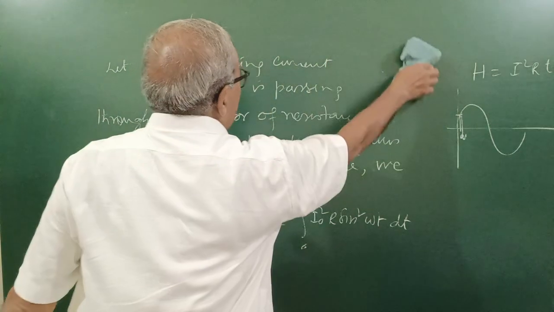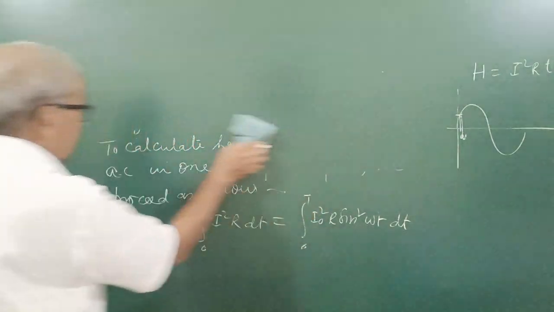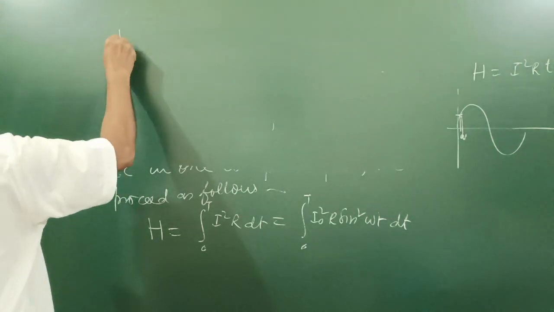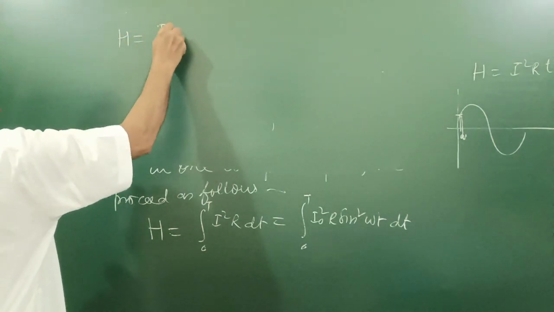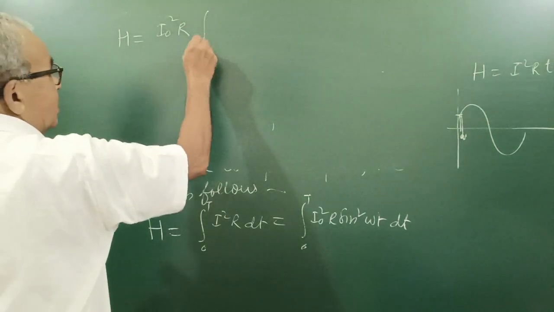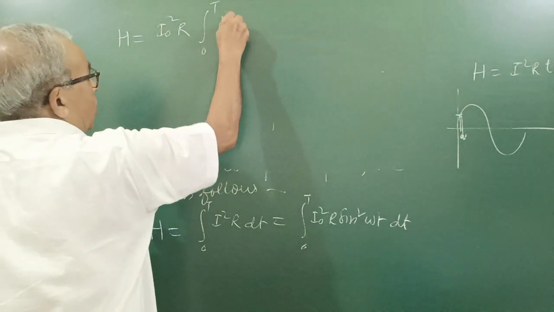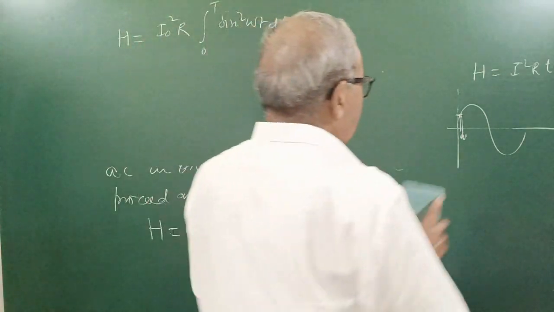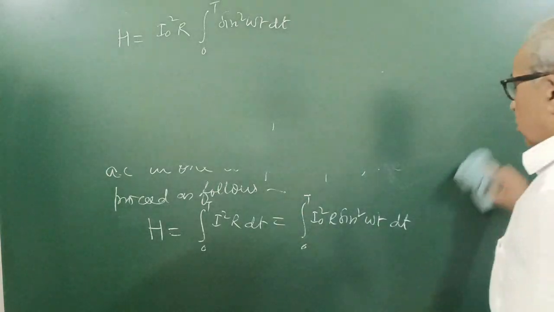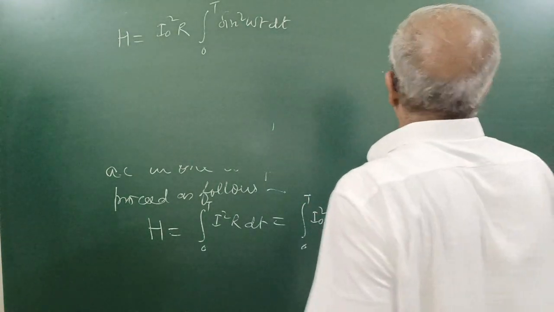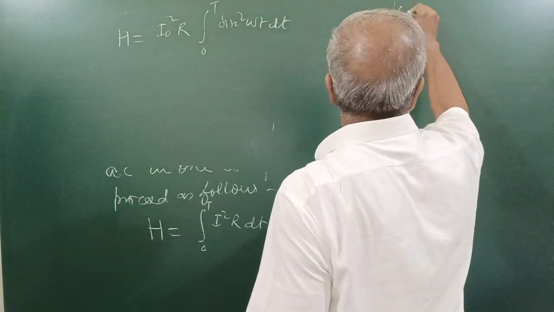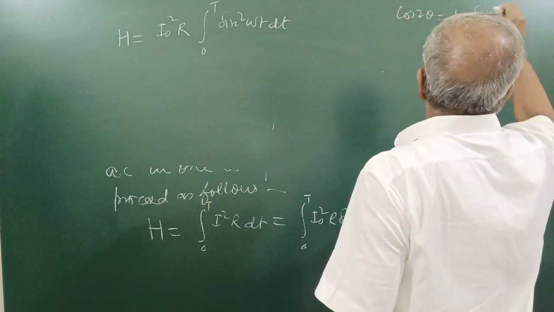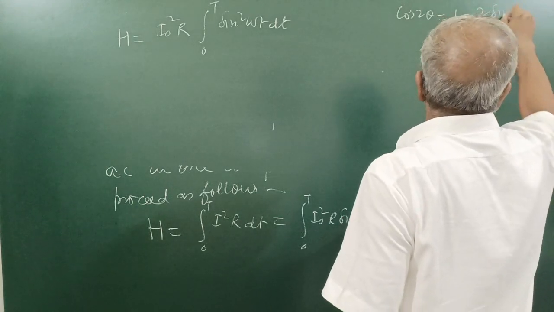Now I think you might have learned this. Bio students, please learn this much. We have to do this thing: H equal to I0 square R integral from 0 to T of sin square omega t dt. In integration you will have learned the integration for sin theta and cos theta, not square theta. There is the formula cos 2 theta equal to 1 minus 2 sin square theta.